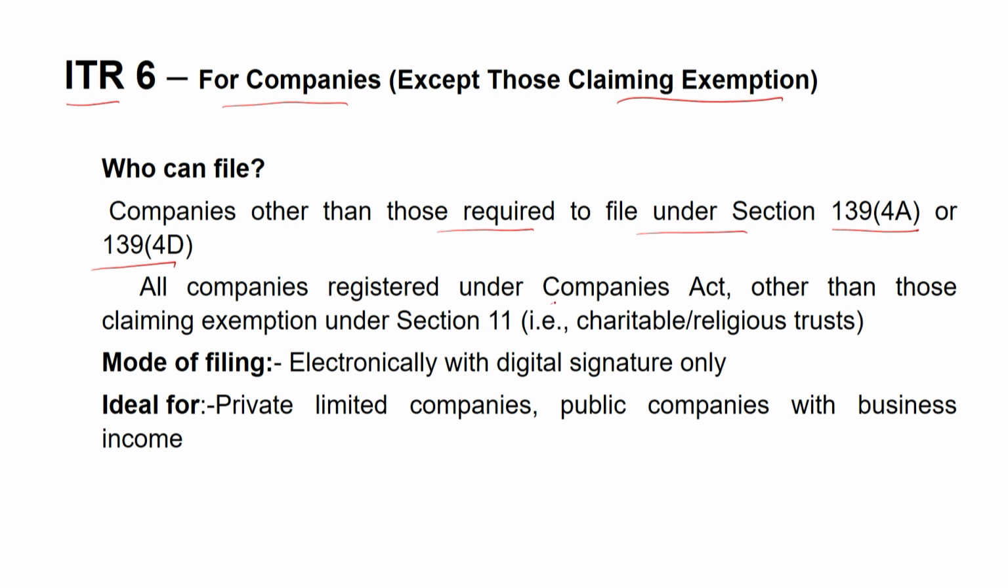So all the companies that are registered under the Companies Act 2013 and other than those who are claiming the exemption under section 11, that is the charitable or religious trust, can file their return with the ITR6. Electronically, these types of returns are filed by the company. So electronically with the digital signature, they can file their return, and it is mainly suitable for private limited companies, public companies, those who are having any source of revenue or business income. So for them, the ITR6 is suitable.